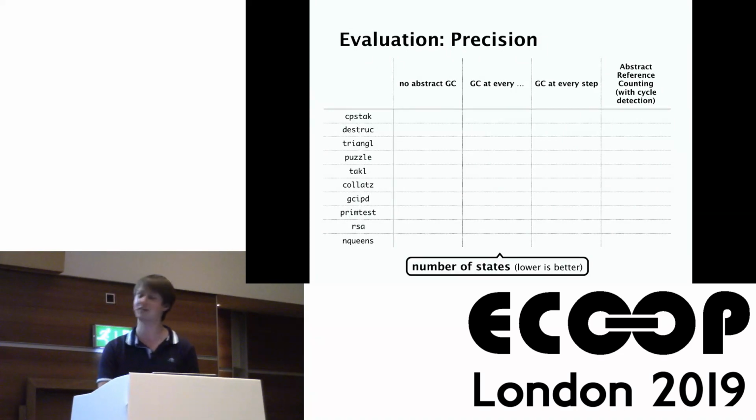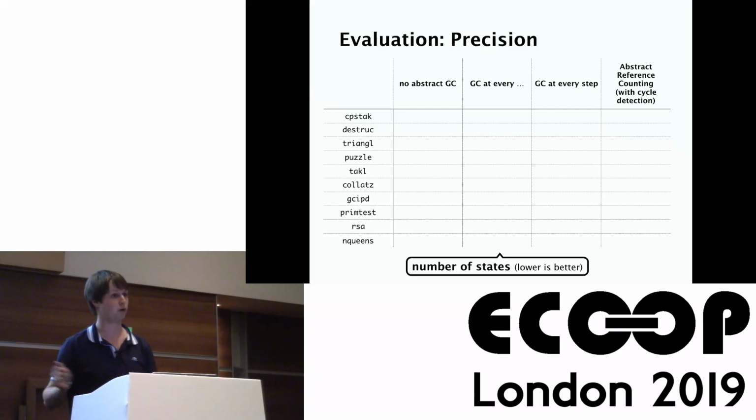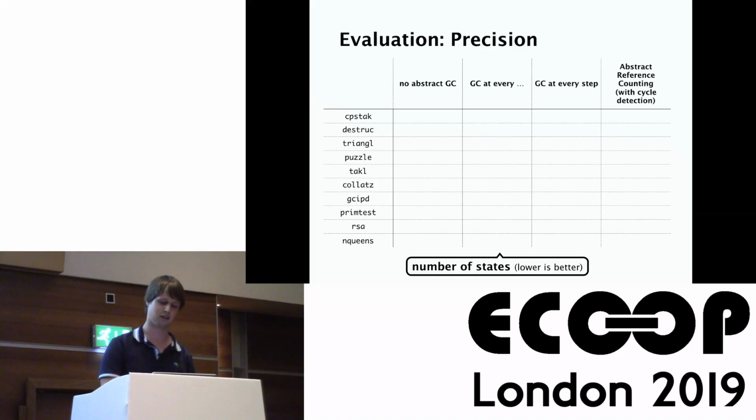I have a few benchmarks here from the Gabriel benchmark suite in Scheme, as well as a few other ones that are commonly found in related work. And we're looking at 4 different configurations here. One that never applies abstract garbage collection, one that uses the policy that you most often find in related work, applies garbage collection frequently but not at every step. Then one that applies it at every step, and finally our own approach using abstract reference counting with cycle detection. So for precision, we're going to look at the number of states that are explored by the abstract interpreter. Generally speaking, a lower number of states is an indication of higher precision, so lower is better here.